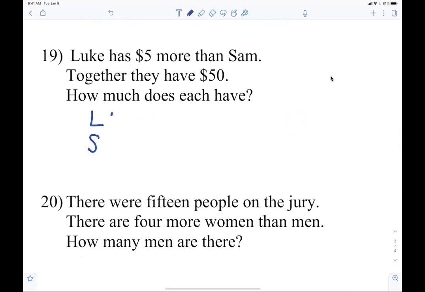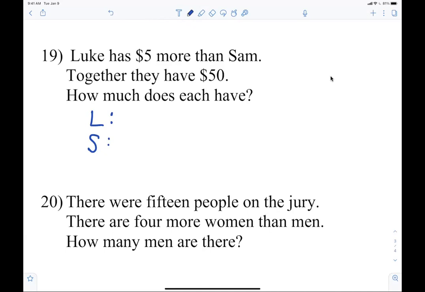All right. Wow. You guys are smarter than I thought. All right. Here we go. So Walter, am I saying how much they have, or am I converting it to an equation? You're converting the relationship between Luke and Sam. Luke is being compared to Sam. So how much money does Sam have?